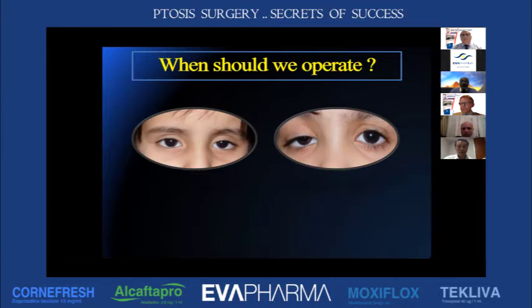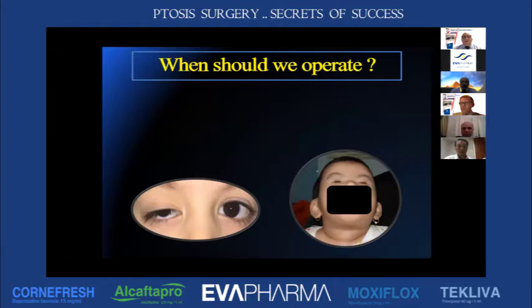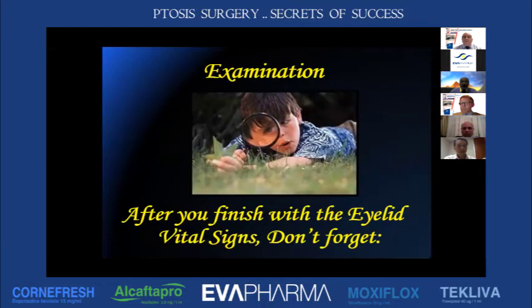Then when should we operate? Usually in pediatric ptosis, we operate at the preschool age with two exceptions. If the patient has severe ptosis, so you have to avoid amblyopia, or if a patient has bilateral severe ptosis, to avoid abnormal head posture and deformity of the cervical spine.